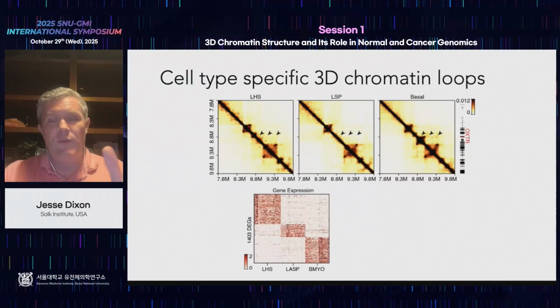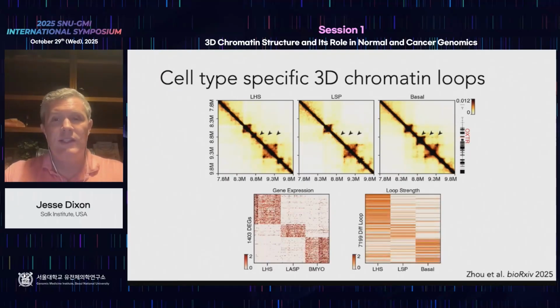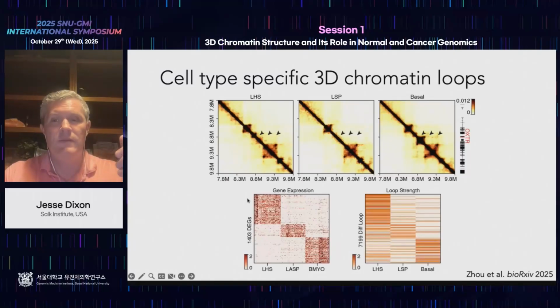And so we can actually go through and test this a little bit more explicitly. We can look for genes that show differential expression between these related lineages. And we can indeed see that they're associated with patterns of differential chromatin looping between cell types, in ways where when you have this chromatin looping present in a particular lineage, it's associated with expression of those genes.